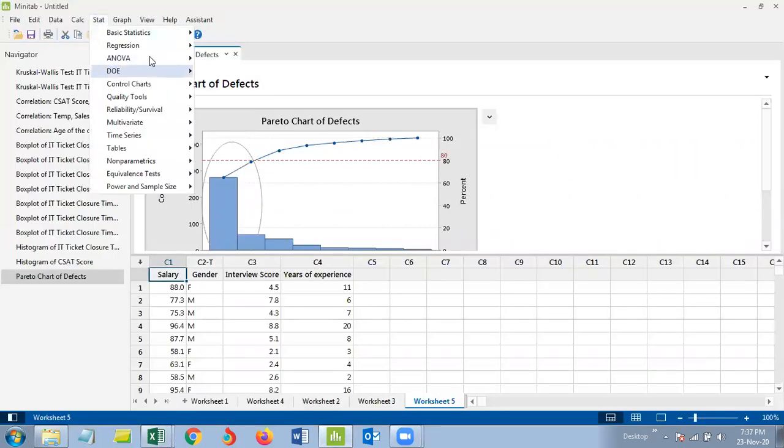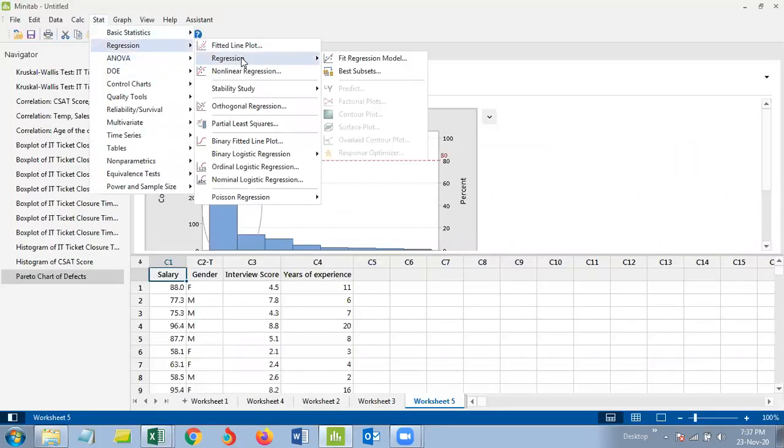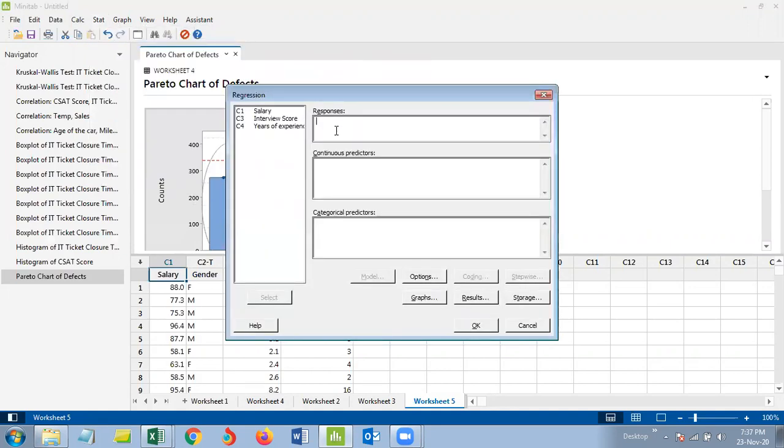We go to Stat, then Regression, then Fit Regression Model. Stat, Regression, Fit Regression Model. We click on this. Now, the response is your Y, the business problem. Here my decision is all about salary. Okay, let me just explain.